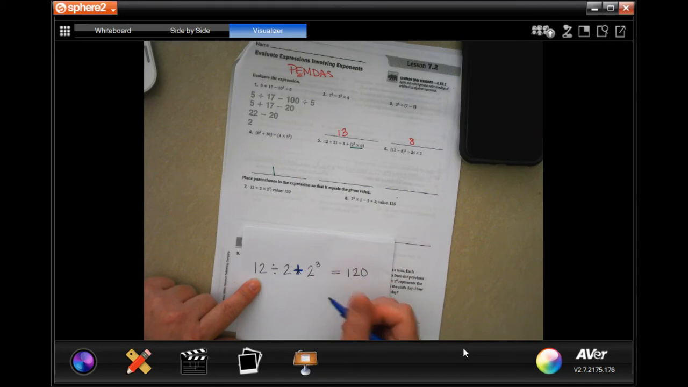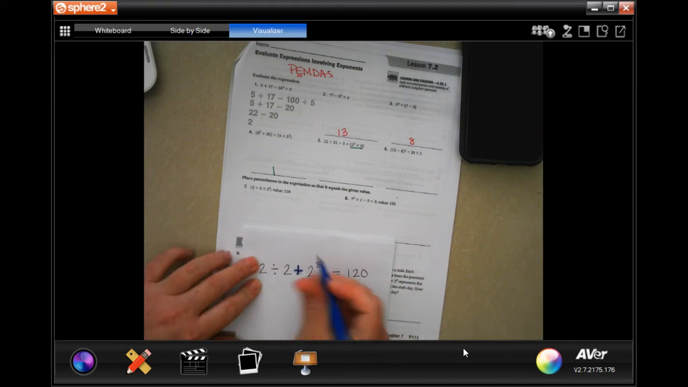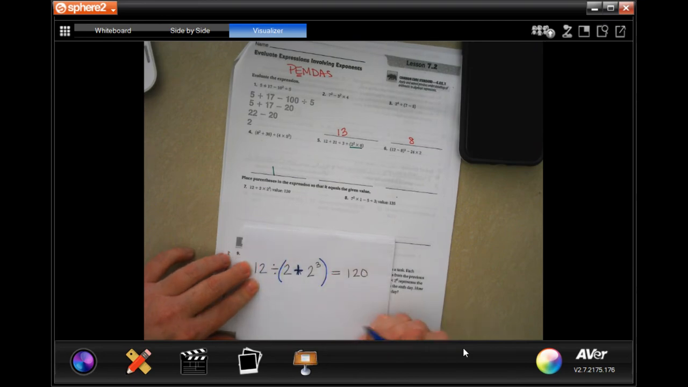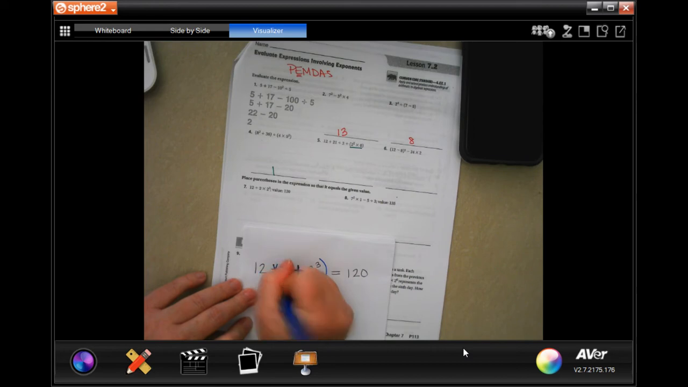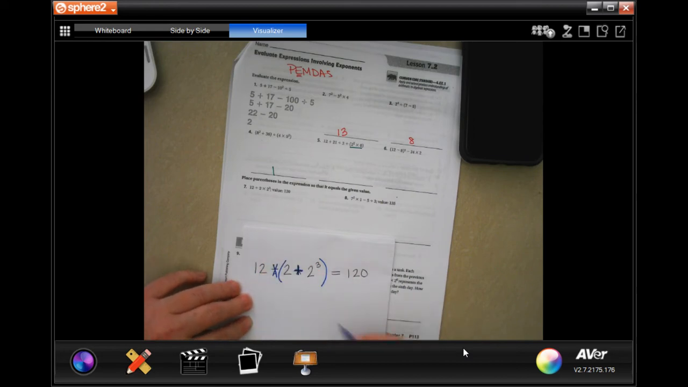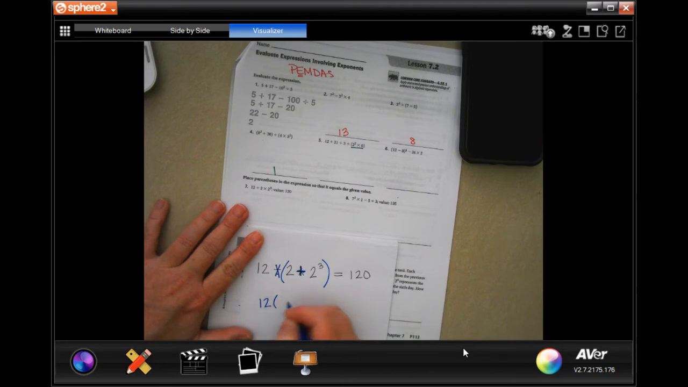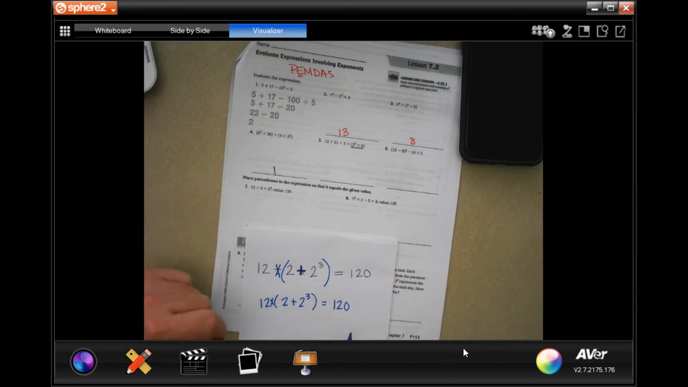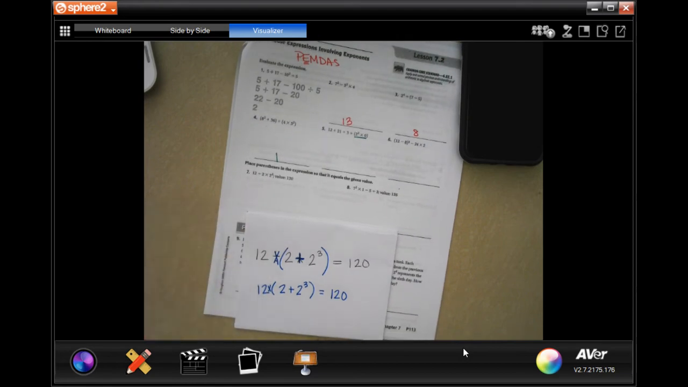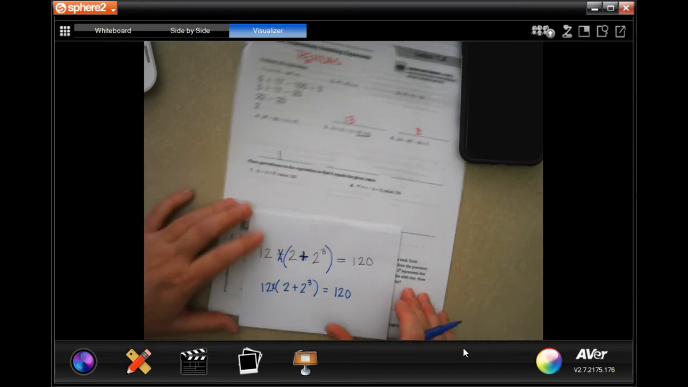12. Somehow, guys, in our books, they use those parentheses to make this multiply. Okay? So now, 12 times, okay, 2 plus 2 to the third equals 120, because 12 times 10 is 120. So they took the parentheses that were there and used that as multiplication. Okay? Sorry, guys, that one was a little confusing even for me. So I'm really glad that we were able to do that together.